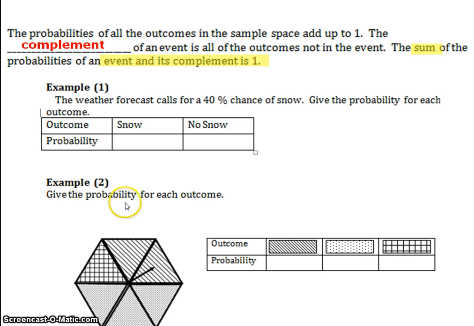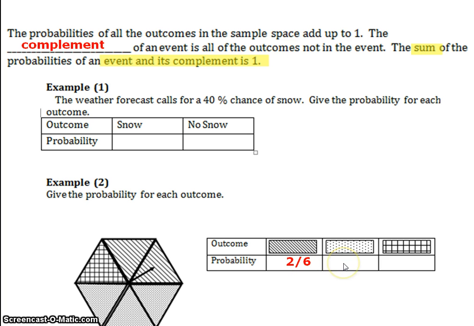Example 2. Give the probability for each outcome. Here's a spinner, and we have an arrow that we're going to spin around on this spinner, and it's going to land in one of these areas. The possible outcomes are the striped area right here, and that matches with these two. The area that has dots, those are the bottom ones right here. And the checkered pattern, which is over here. If I spun this spinner, what's the probability that the outcome will land on the stripes? We're going to write that as a fraction. It would be 2 out of 6.